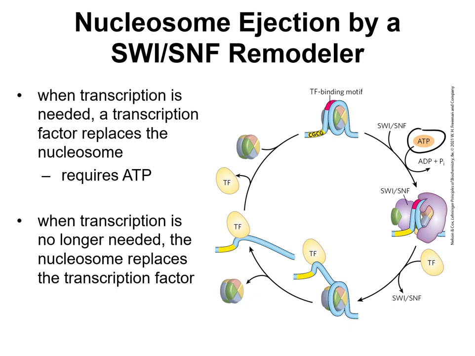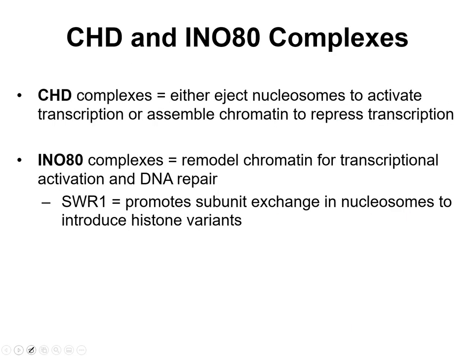Instead, you have the transcription factor bound, and then you can start doing all of the transcription, and then replace that transcription factor with your nucleosome core when it's time. There are other families that do chromatin remodeling. So the CHD complexes, they do a mixture of things. They might eject the nucleosome to activate transcription, or it'll do the reverse and assemble chromatin to repress transcription.